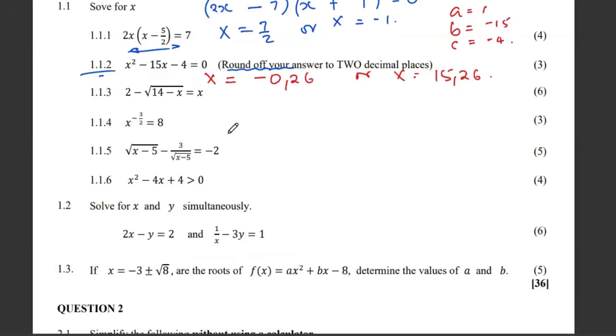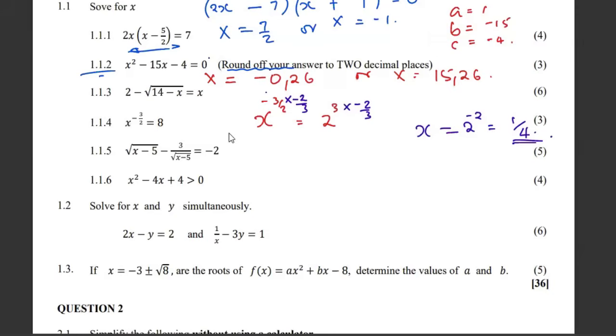Okay. Then 1.1.4. We need to get rid of this exponent. Okay, you can express this 8 as a base of 2. So it's going to be x to the negative 3 over 2 is equal to 2 to the exponent of 3. Now, when I'm eliminating that exponent, I'll use the reciprocal. So I'll say multiplied by negative 2 over 3, multiplied by negative 2 over 3. So this becomes just 1x. And then we're going to have 2 to the exponent of negative 2, which becomes 1 over 4.